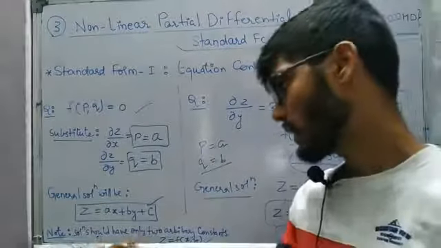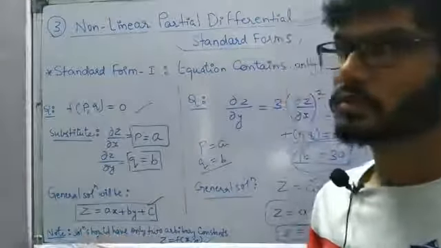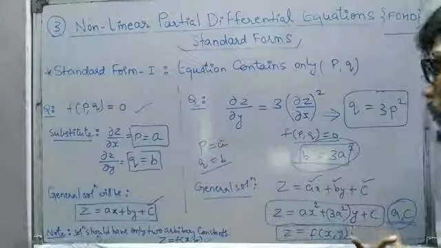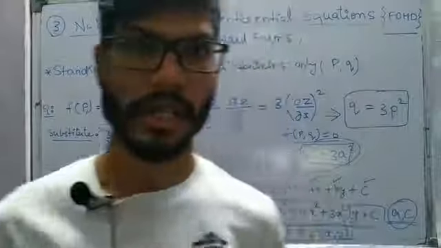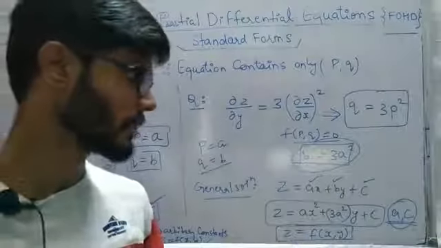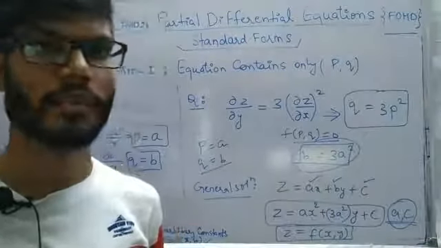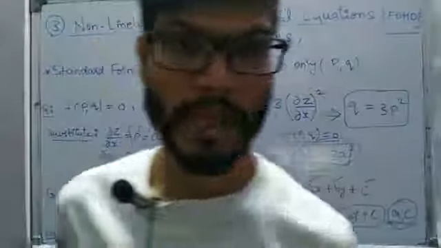So that is the main part, that your solution should have only two arbitrary constants, or if we are talking in terms of arbitrary functions, only one arbitrary function, that is z is a function of x and y. So that is how you have to make use of standard form 1.